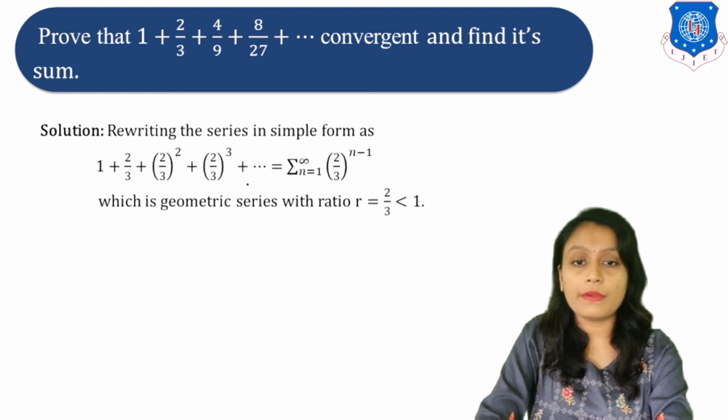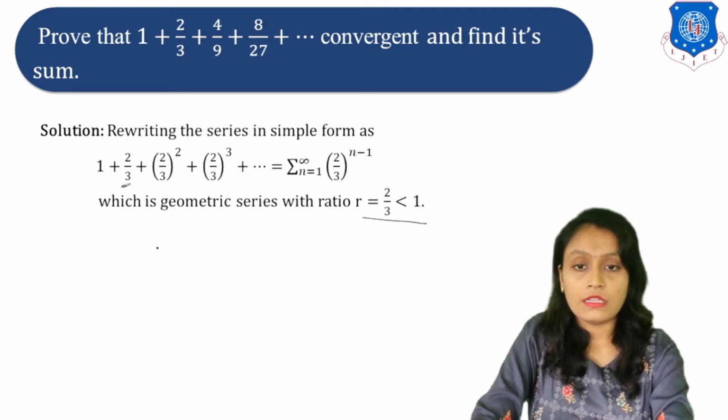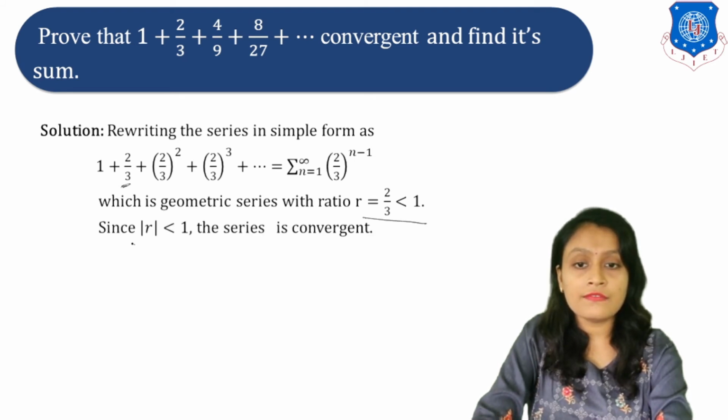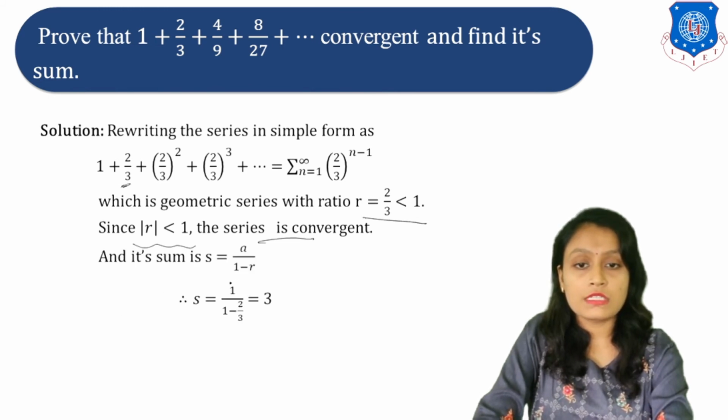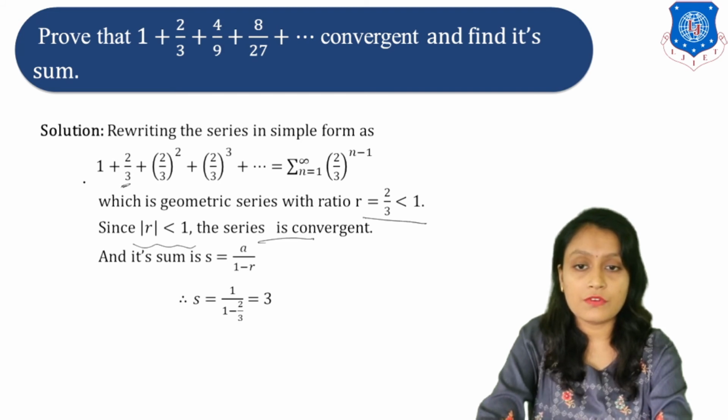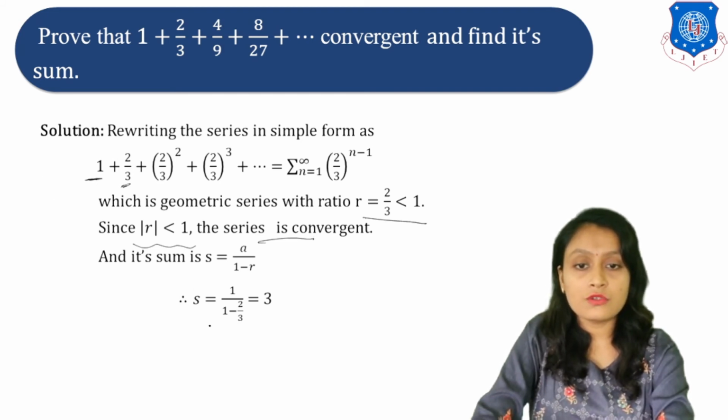Now this is a geometric series with the ratio 2 by 3, okay, which is less than 1. Now we know the condition that if mod r is less than 1, then the series is convergent, right? So this series is convergent, and now we have to find its sum. So its sum will be s is equal to a upon 1 minus r. A means the first term, that is 1, and the common ratio r, that is 2 by 3.